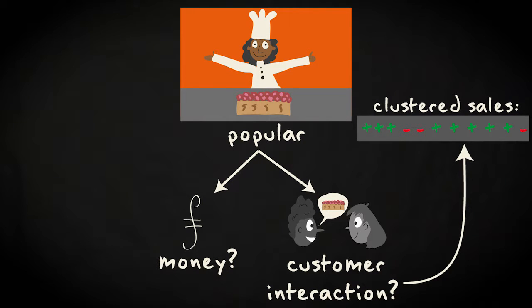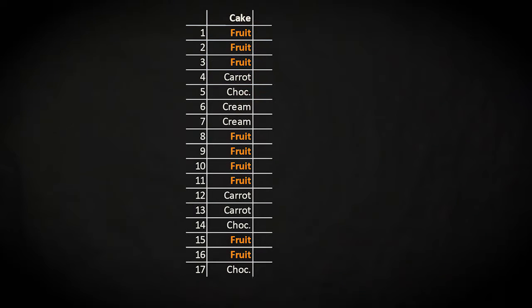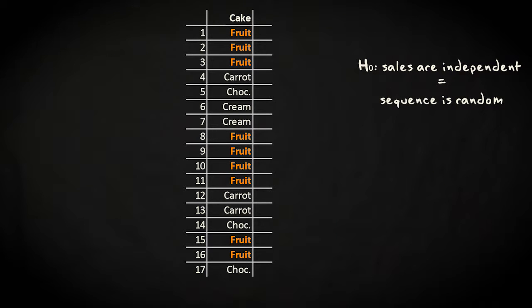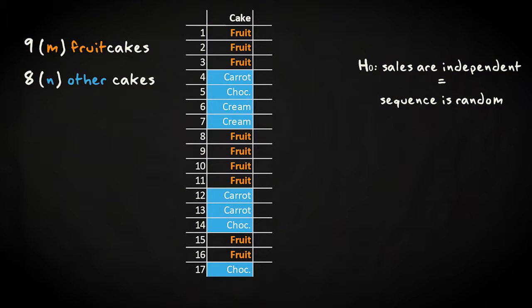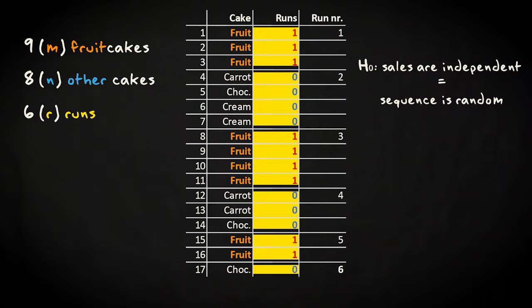Let's check this. We take a sample of the sales during a single morning. And our null hypothesis for this test is that the successive sales are not influencing each other. They are independent. Equivalently, you could say that the sequence is random. It turns out that 17 cakes were sold this morning, of which these 9 were fruitcakes. So we have 8 other types of cake that were sold. And if we count the number of runs, we get to a value of 6.